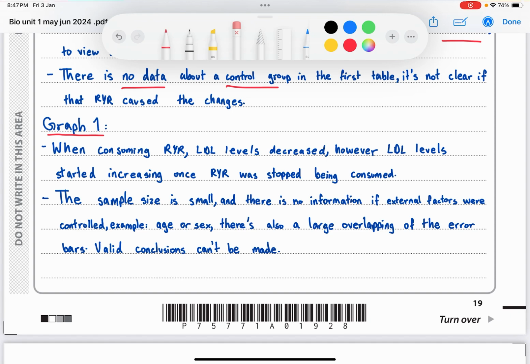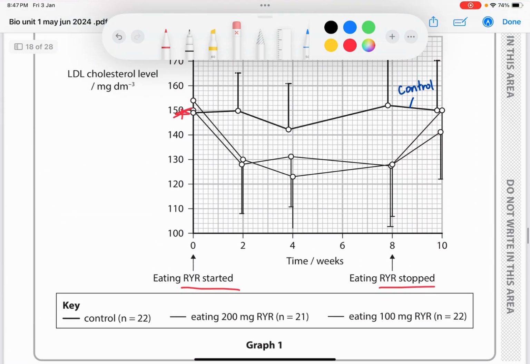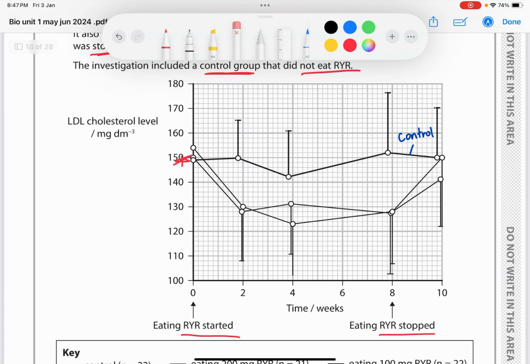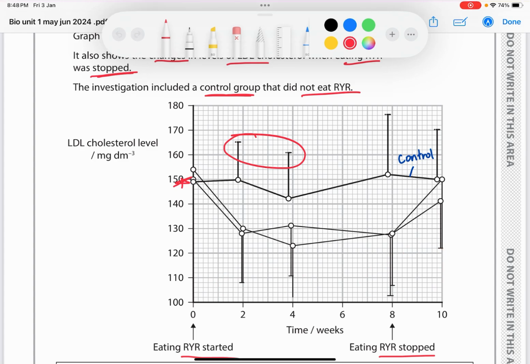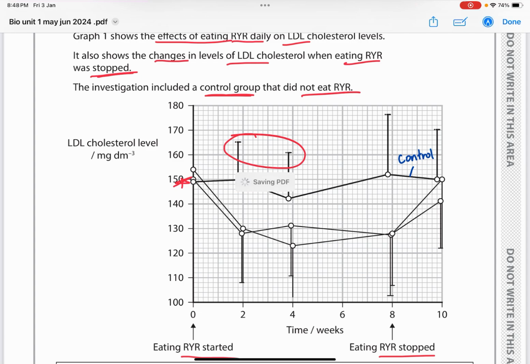So the sample size is small and there is no information if external factors were controlled, for example, the age or the sex. To add on, there's also a large overlapping of the error bars. Therefore, valid conclusions cannot be made. Over here, we can see that the study group was small. And we can see right over here that there is an overlapping in the error bars again. Therefore, it invalidates the conclusions that we have.